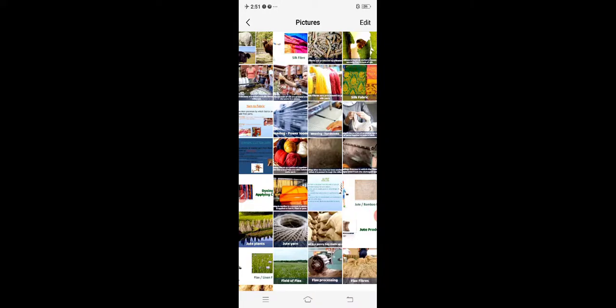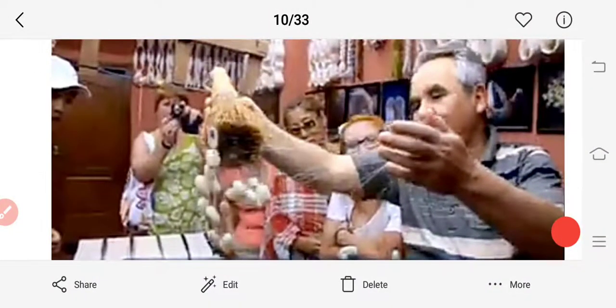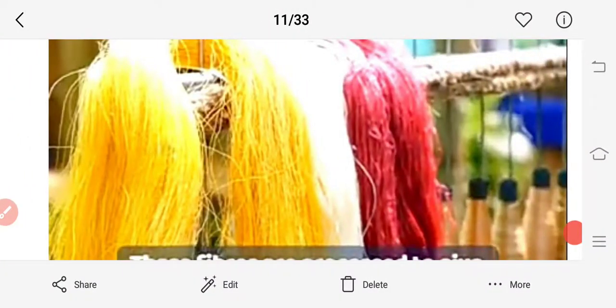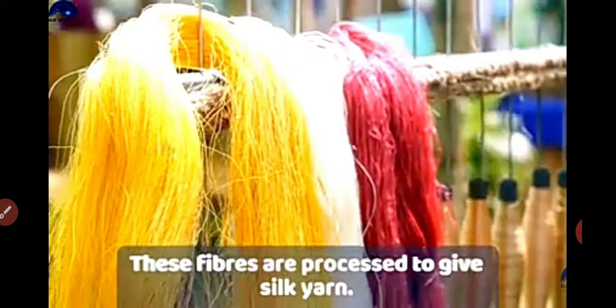Okay, so in that way, the silk is obtained from the silkworm. Now here are some examples. These fibers are processed to give the silk yarn. Whatever silk fibers we got from the boiling of the cocoon, those fibers are then processed to give the silk yarn, like I am showing you in that picture.